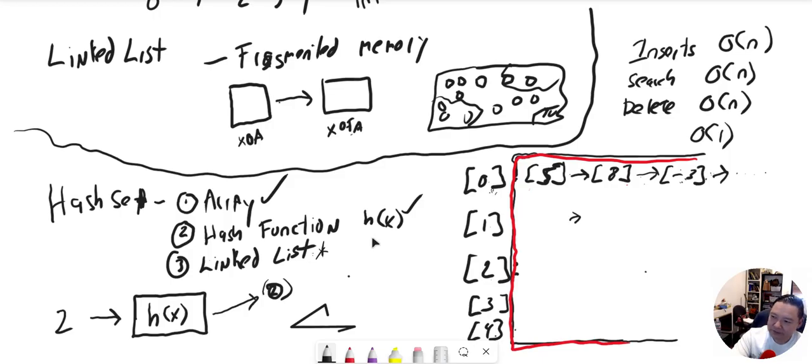So I think this is enough to give you a high level of how a hash set works. Hopefully I didn't confuse you too much, and I'm trying to make it as simple as I can.